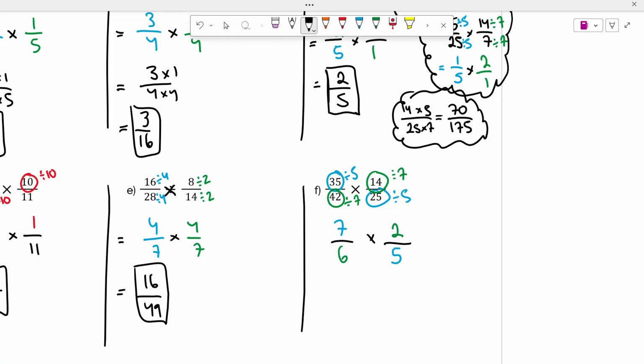Now there is some additional reducing I can do here. If you notice that both 6 and 2 can divide by 2, that's going to give me a 3 on the bottom and a 1 on top. And I think now I'm fully simplified.